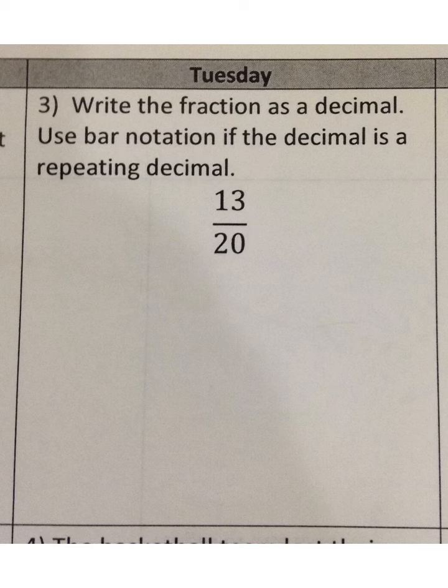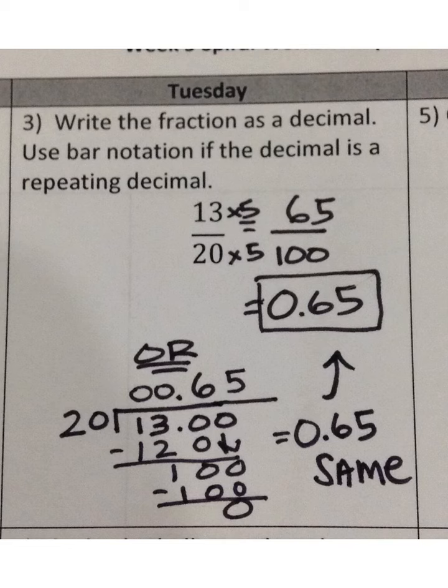Number 3, write the fraction as a decimal. Use bar notation if the decimal is a repeating decimal. All right, so I solved this 2 ways. There's a little shortcut, this first one right here. If your denominator can go into 100, you could set up a proportion. And so 20 times 5 is 100, 13 times 5 is 65. So 65 hundredths is 0.65. Otherwise, you can divide and you will get the same answer.